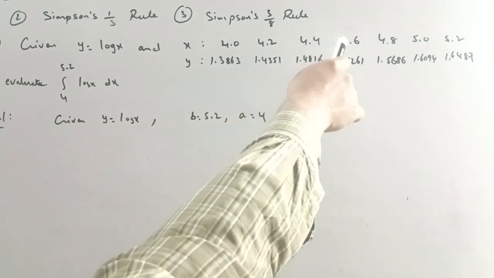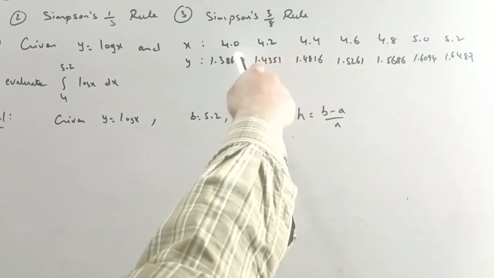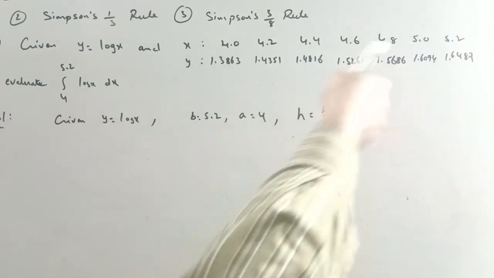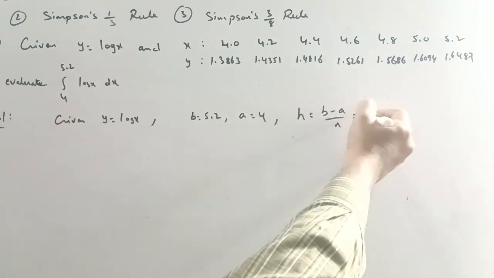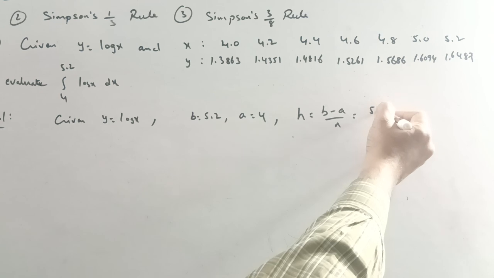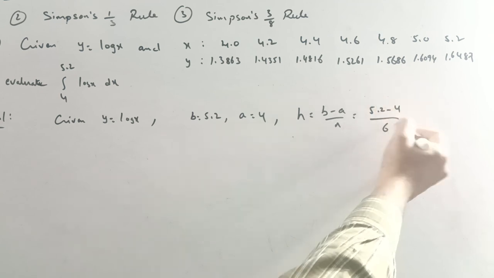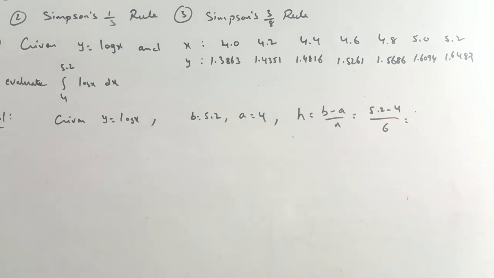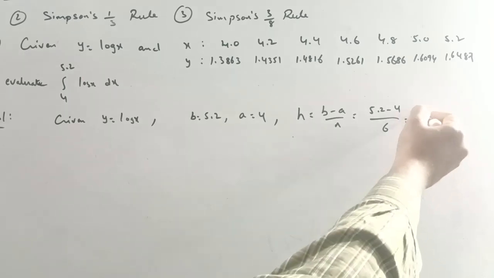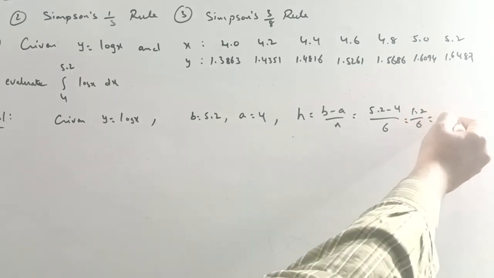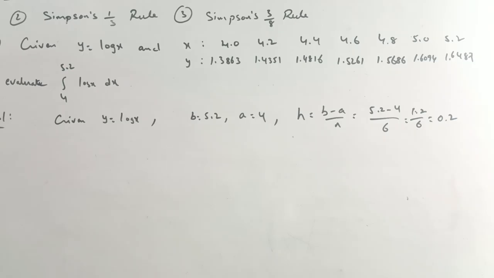1, 2, 3, 4, 5, 6, 7. That means starting from x0, it is 6 parts. 6 means, you can see here, what is the b value? 5.2 minus 4 by 6. So 5.2 minus 4 is how much? 1.2. 1.2 by 6 is how much? 0.2. Like that also you can calculate.